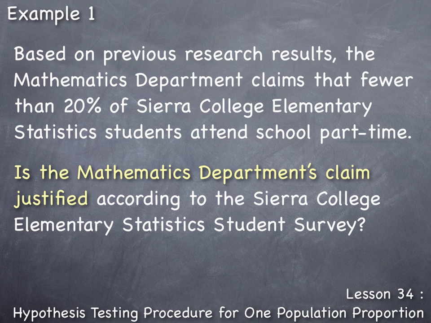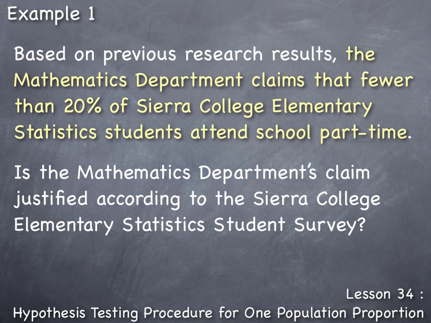Now, this question, is the mathematics department's claim justified, can be answered either as yes, the claim is justified, or no, the claim is not justified. These types of questions can be answered statistically with the hypothesis testing procedure, because this idea will either be deemed valid or not valid.